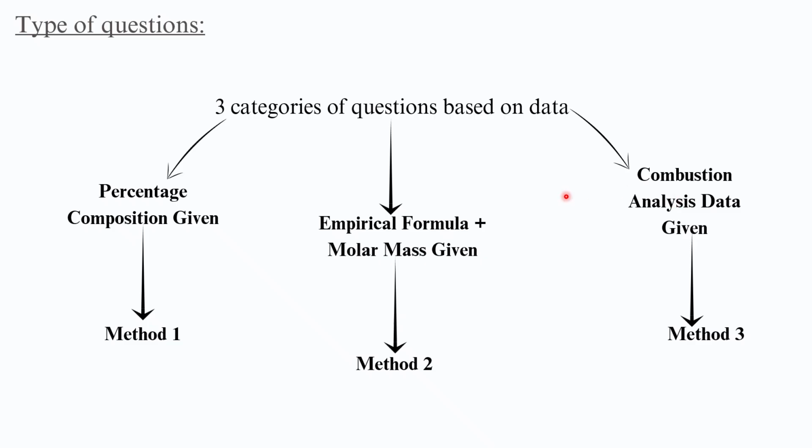Other than these three methods, there are no other categories of questions which they can ask, because I have analyzed all the papers. So the first type of question is where they provide you with the percentage composition of each and every atom, and then ask you to determine the empirical formula or the molecular formula. In such cases, you will always follow method one. Don't worry, I'll be sharing the respective questions and the respective methods in the next slides. Now, the second type of data is where they will provide you with the empirical formula and the molar mass of that compound, and ask you to determine the molecular formula. In that case, you will follow method 2.